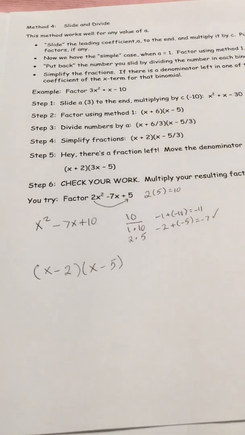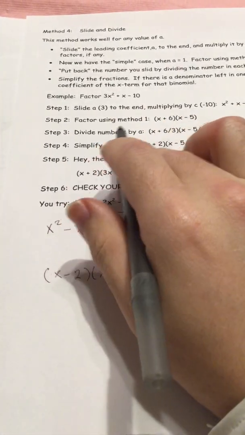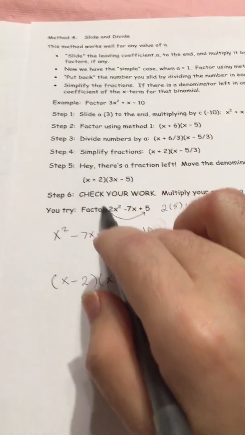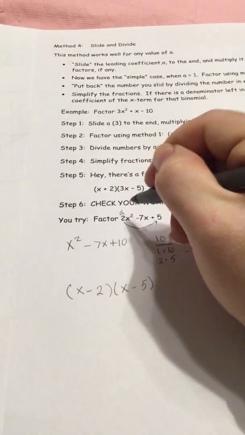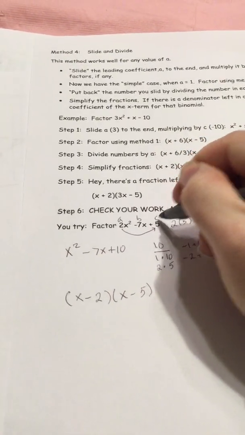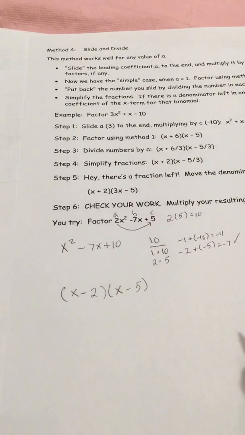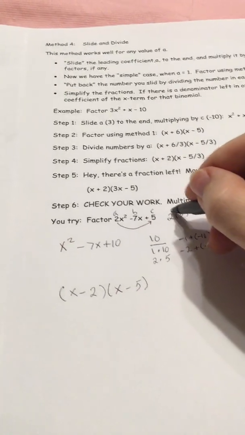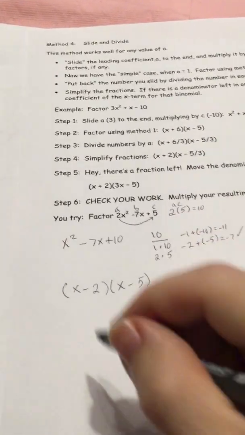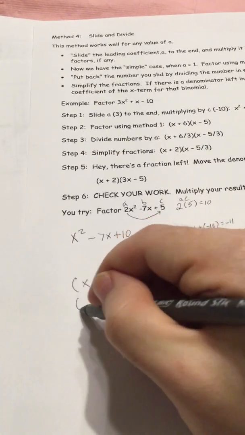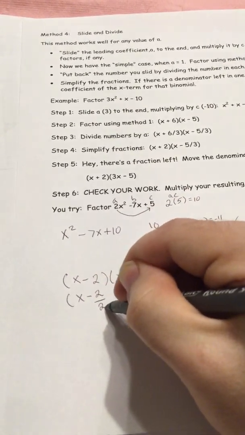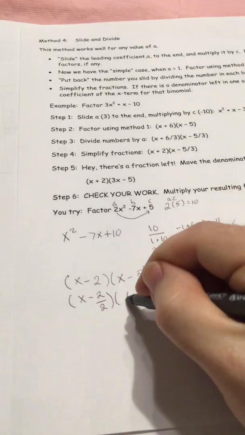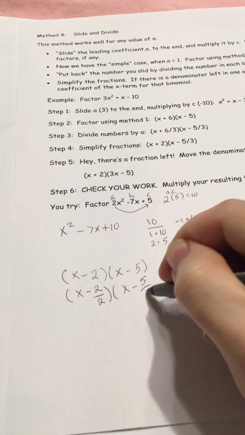So now we're up to step 3. We have to divide the numbers by a. Our a was 2 before. Remember here we had our A is 2, B is negative 7, and C was 5. A times C was 10. So we have to divide both our numbers by 2. So we have x minus 2 divided by 2, x minus 5 divided by 2.